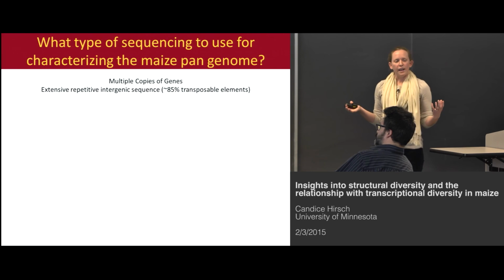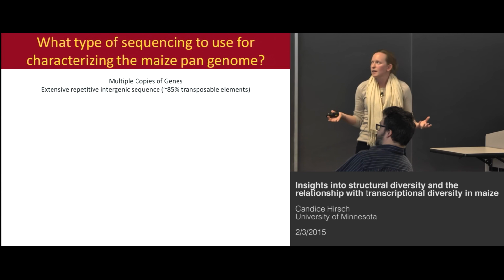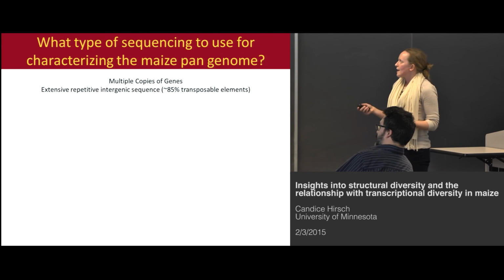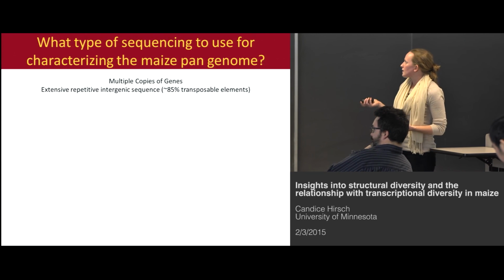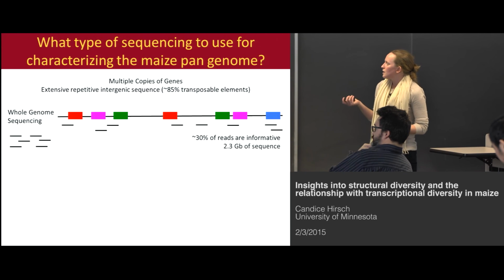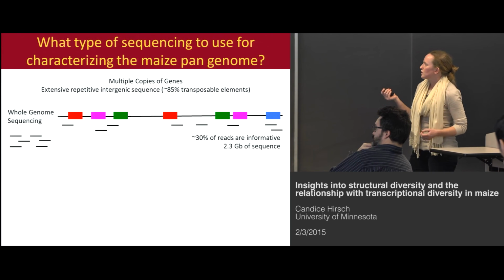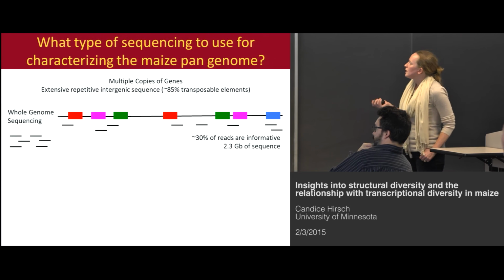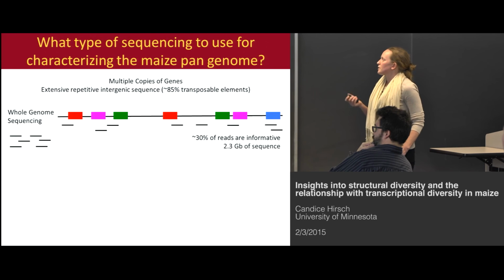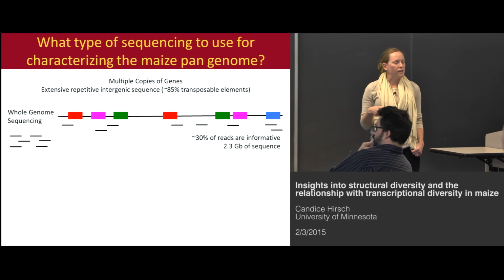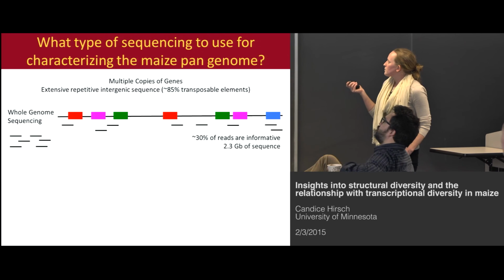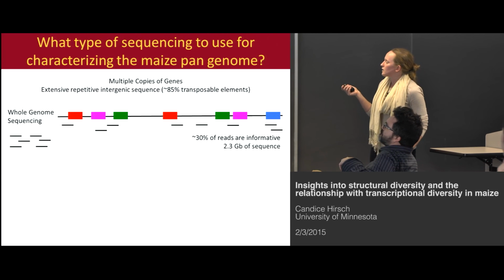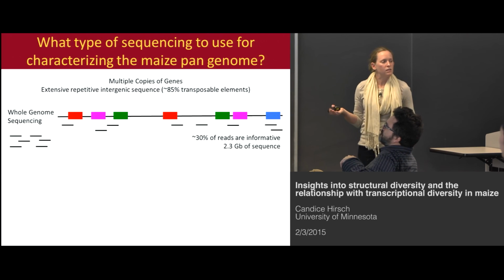So the first question we had to ask ourselves, and I alluded to this, is what type of sequencing to use. And maize is a highly repetitive genome. There's multiple copies of genes, and there's also a lot of transposable elements. So if we started out using whole genome sequencing to look at the pan-genome, only about 30% of our reads would actually be informative, and that we could place them to a single unique position in the reference genome. And also, we'd be interrogating a very large sequence space, 2.3 gigabases of sequence for the maize genome.